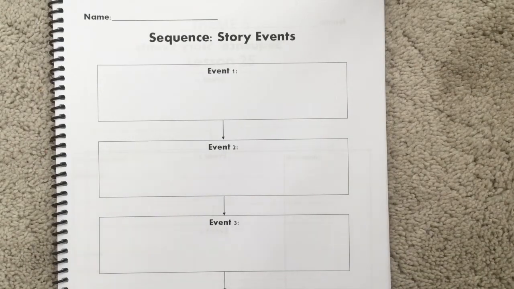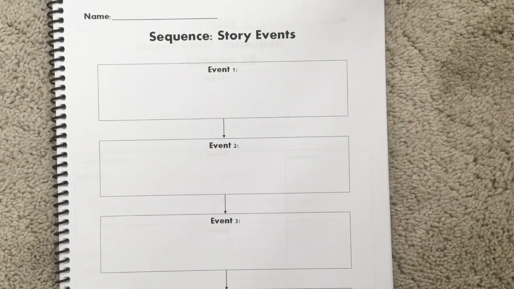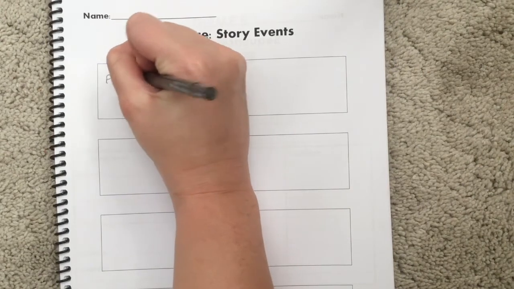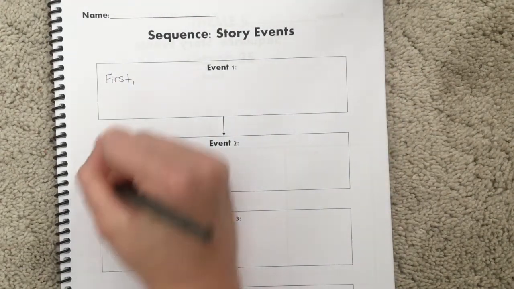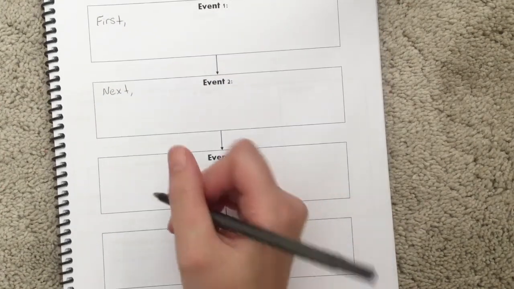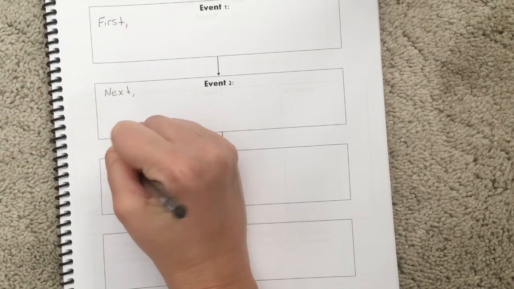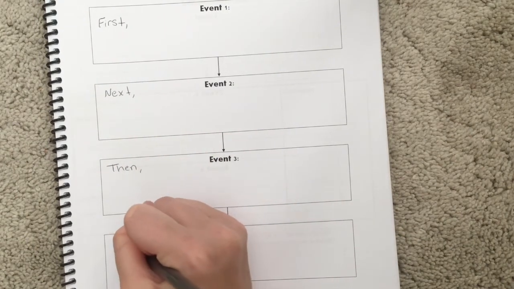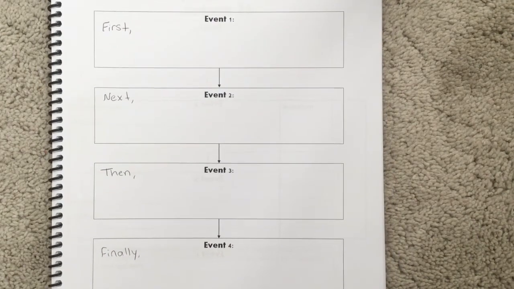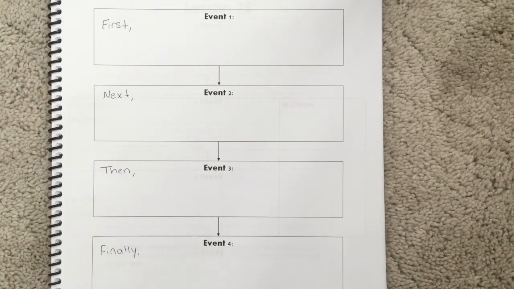Okay, so this is often what your organizer looks like. It might have more events. This one is just divided into 4. And because it's divided into 4, I'm going to write down those time order words to start. So I'm going to put the word first, the word next, the word then, and the word finally. And those are going to kind of just help me as I'm thinking about my story of first this happened, next this happened, then this happened, finally this is what happened at the end.